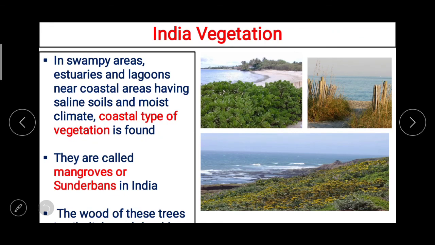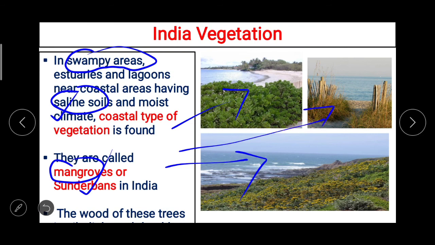Then the next thing, in swampy areas, estuaries and lagoons near coastal areas having saline soils and moist climate, coastal type of vegetation is found. They are called mangroves or sundarbans in India. And the wood of this tree is oily, light and durable. Here you can see swampy areas vegetation.